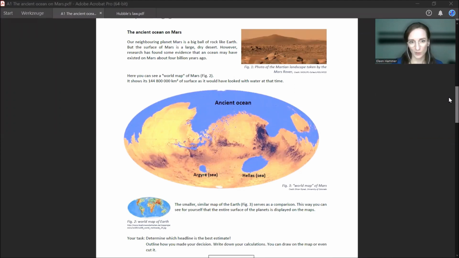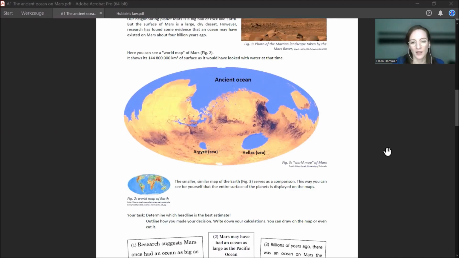In this first example, I want to convey one fact. Mars may have had an ocean. And so the introduction is rather small because there's not much more to know about that. Mars is a planet, that's what it says. And then they have this map of what Mars may have looked like back in the days when there was an ocean.